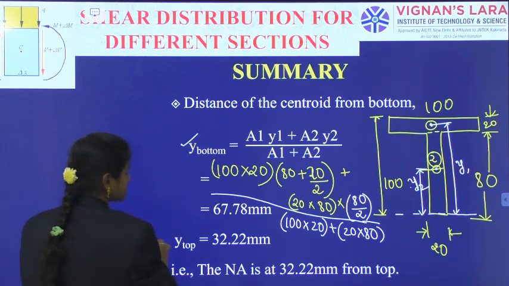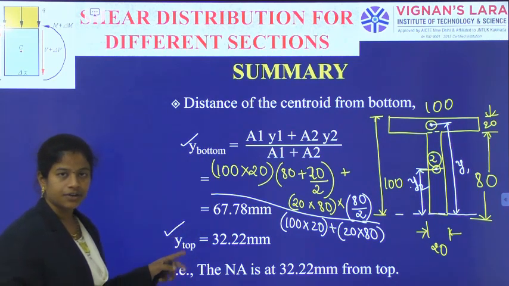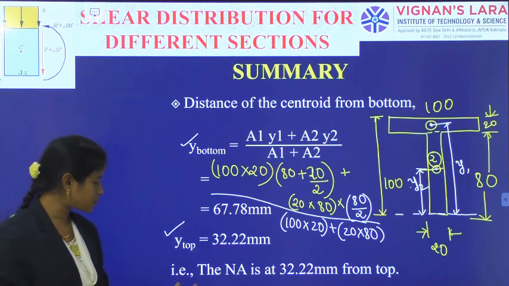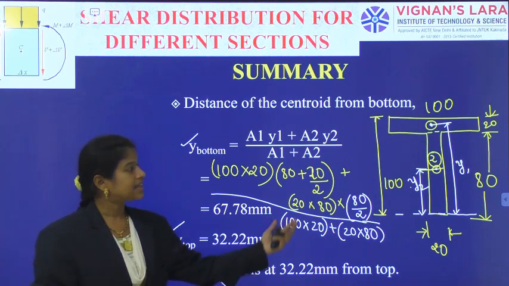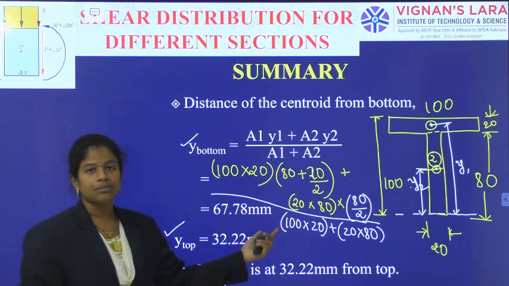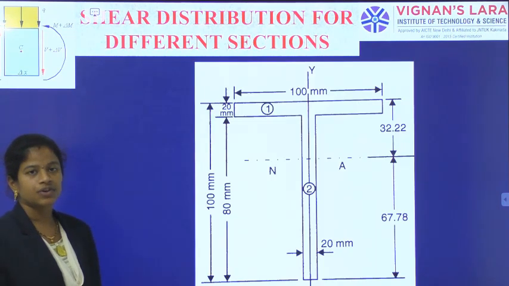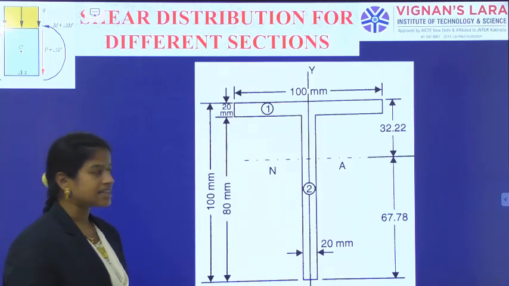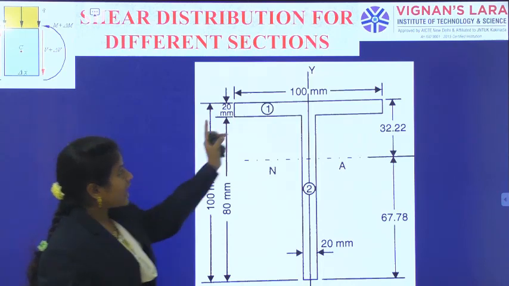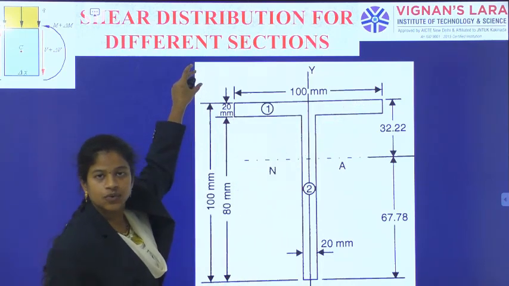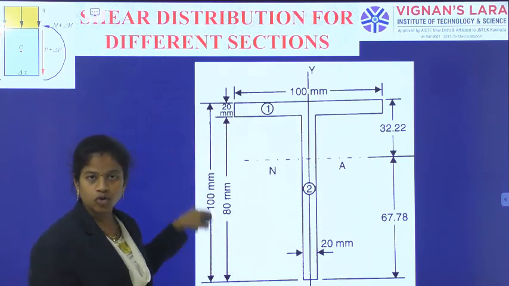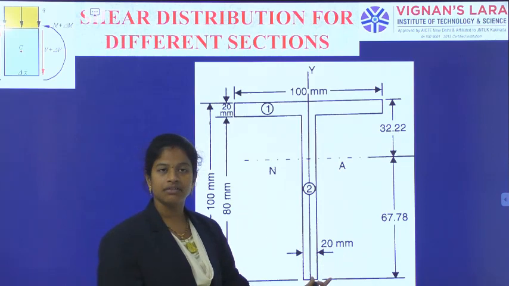So the centroidal distance from top and bottom is given. What it is indicating, as we already know, is that the centroid is on the neutral axis. Hence, the neutral axis is at 32.22 mm from the top and 67.78 mm from the bottom. Indicating all these things, when we see the picture, it may appear like this. We have the top flange 100, thickness 20, and the vertical member of 80 mm we have called the web, with the total of 100, and this thickness is 20.